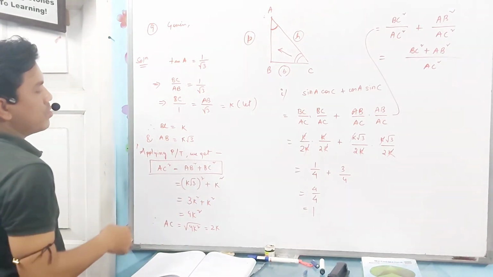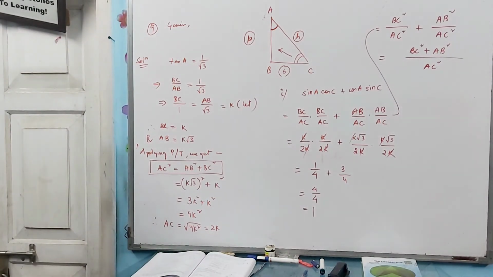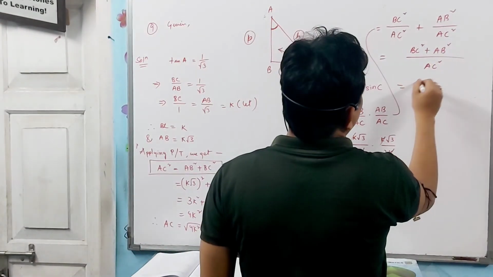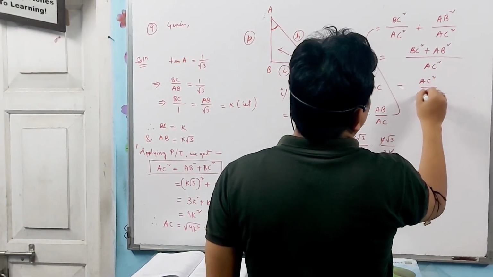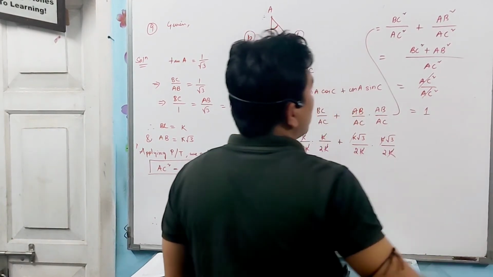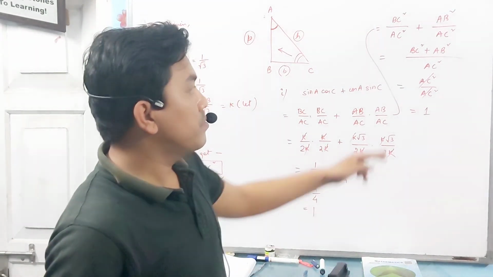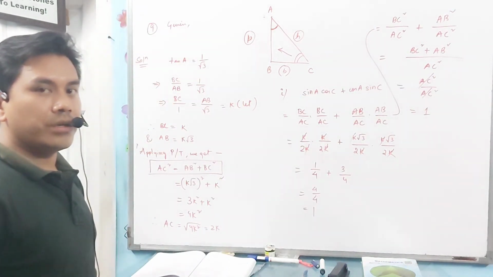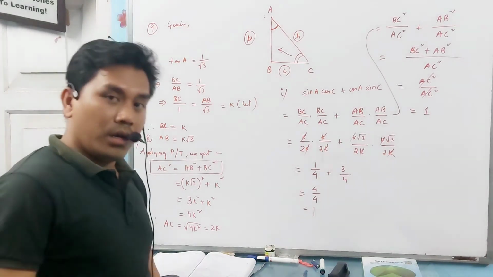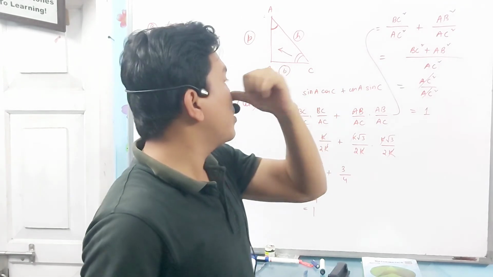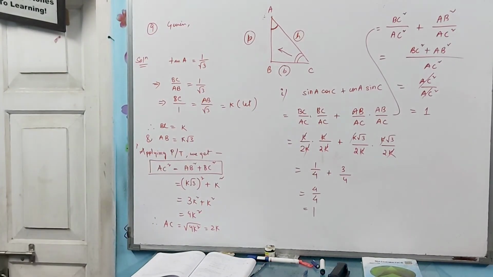AB square plus BC square means what? AC square, no? So in place of that AB square plus BC square, what can we write? AC square. So AC square by AC square got cancelled, and finally we got 1. Isn't it? So I think this will be easier for you. Understood or not? This method will be easier for many of you because it is very short.